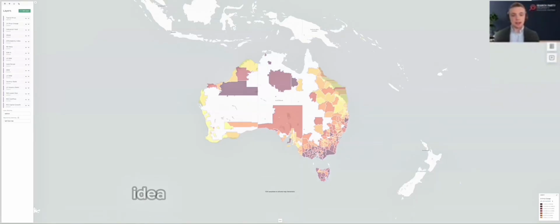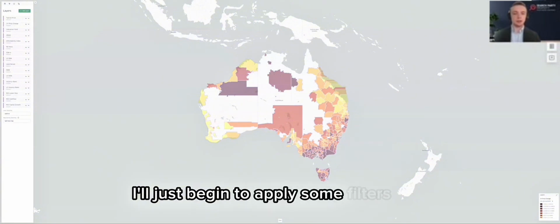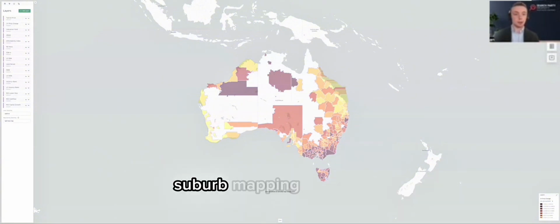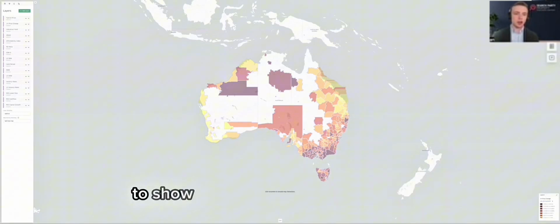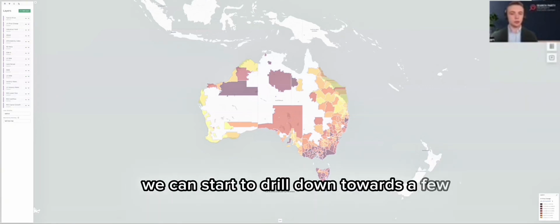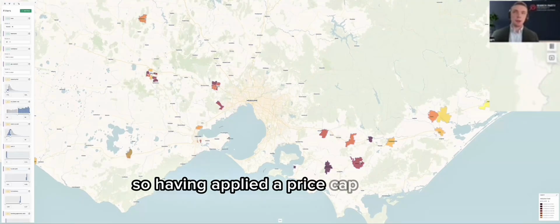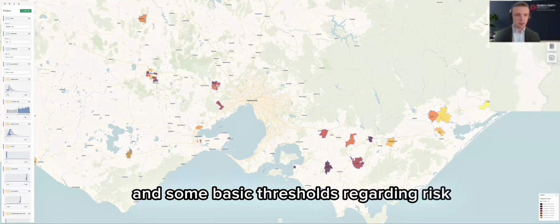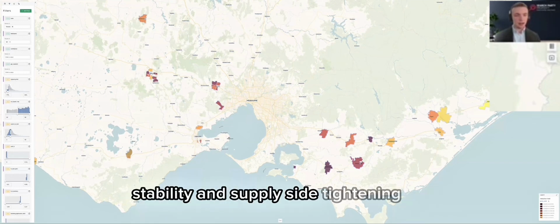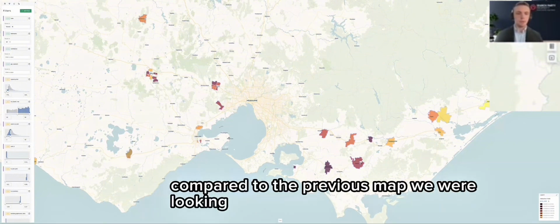So to give you some idea of how this process works in action, I'll just begin to apply some filters onto this suburb mapping tool, focusing initially on Melbourne and some of the surrounding areas, just to show you how quickly we can start to drill down towards a few key investment locations. So having applied a price cap of $600,000 and some basic thresholds regarding risk, stability, and supply side tightening, we arrived at a much smaller shortlist of potential options, as you can see, compared to the previous map we were looking at.